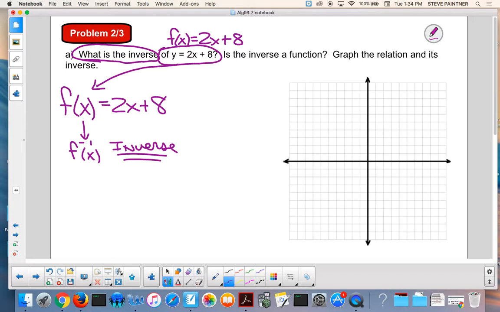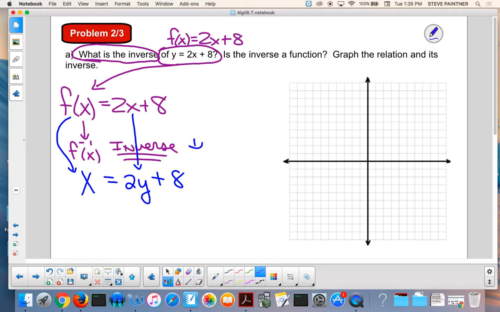The x and y in the function is what over here on the inverse? It's just switched around, isn't it? So guys, what you can do right now is take your x value and replace it with y. Just switch the x and the y. This is x, now it's y. F of x was y, now it's x. That's how you start these problems.